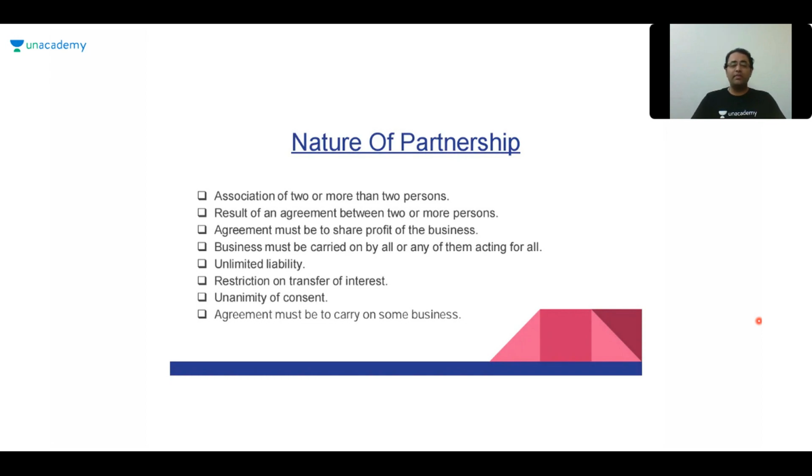Agreement must be to carry on some business. Like the Indian Contract Act 1872 says that any agreement must have a lawful purpose, similarly, an agreement for partnership should have a lawful business as well. A partnership deed or a partnership firm cannot be created to carry on any illegal or unlawful business. If it is done so, it will be a void agreement and no partnership will come into existence.